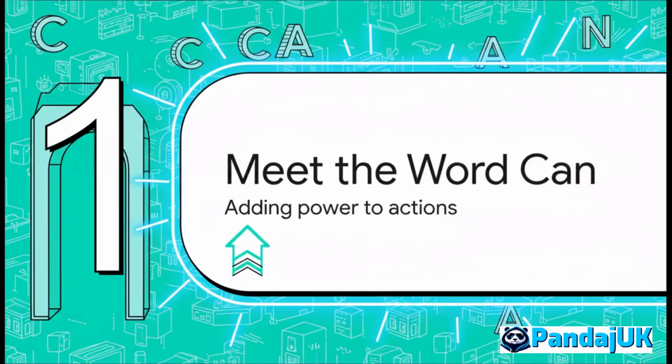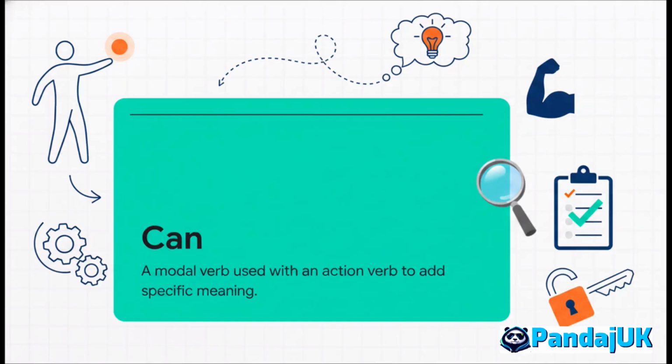Section 1, meet the word can, adding power to your actions. We are adding a brand new building block to your English vocabulary right now. So what exactly is can? Well, simply put, can is a helper word. It joins an action word to give it a very specific meaning. Basically, it gives you the power to do something.